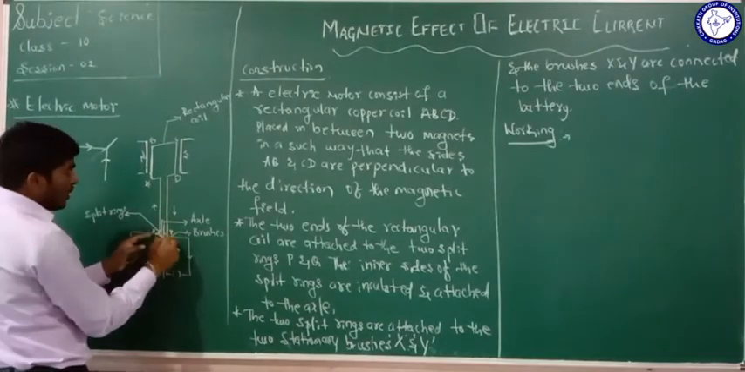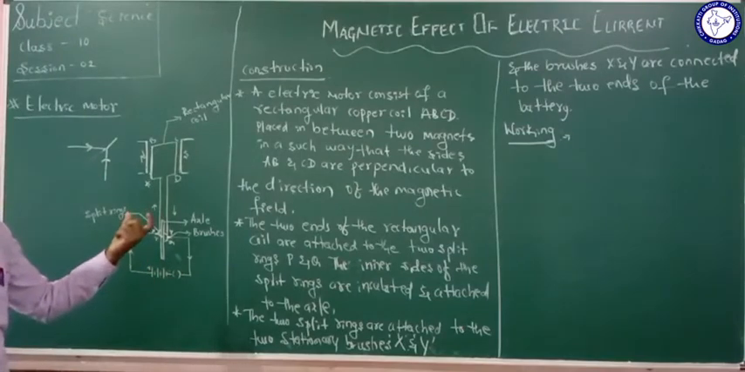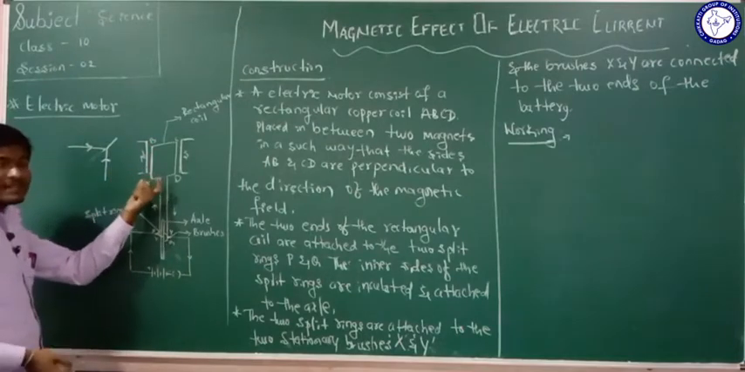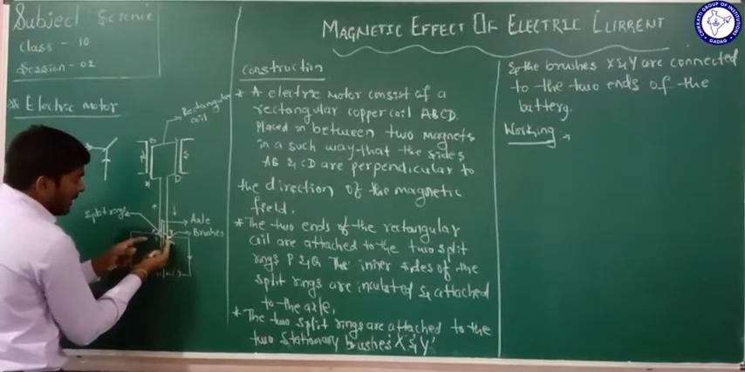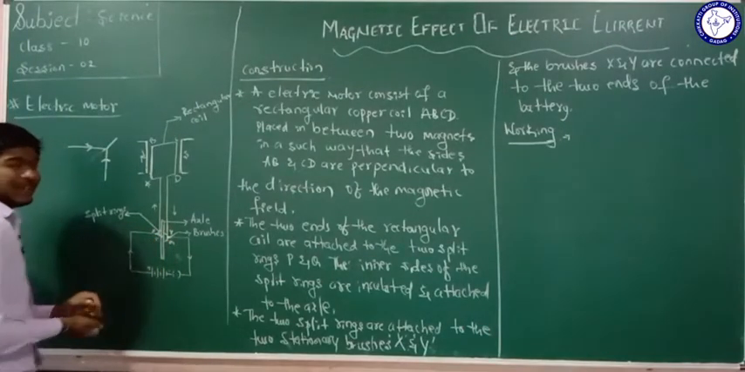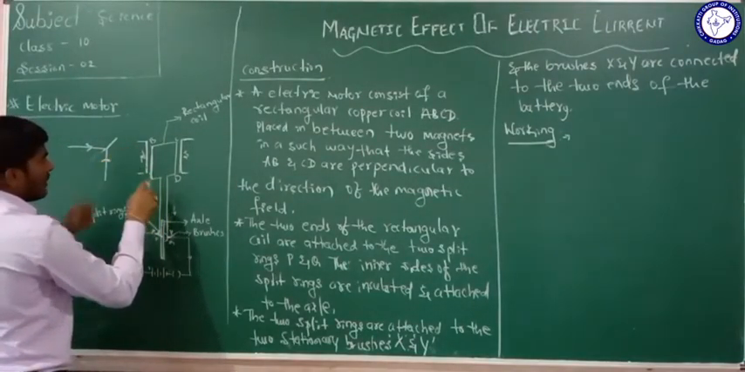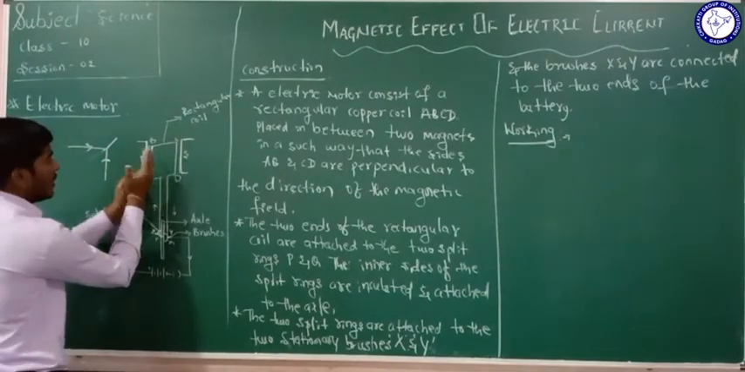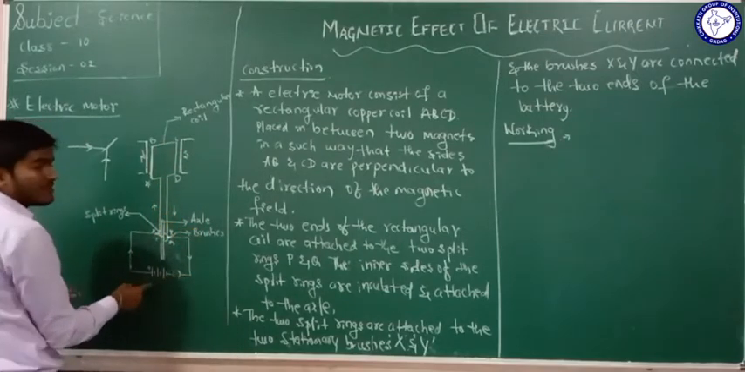X now, because X and Y are stationary, they are not moving. Due to the electromagnetic action, due to the motion of this coil, CD will come here, and the split ring will come here and attach to the brush X. So in the first case, the current flows into the side AB, which will be pulled down, the circuit completes, and the electric current flows in this direction.